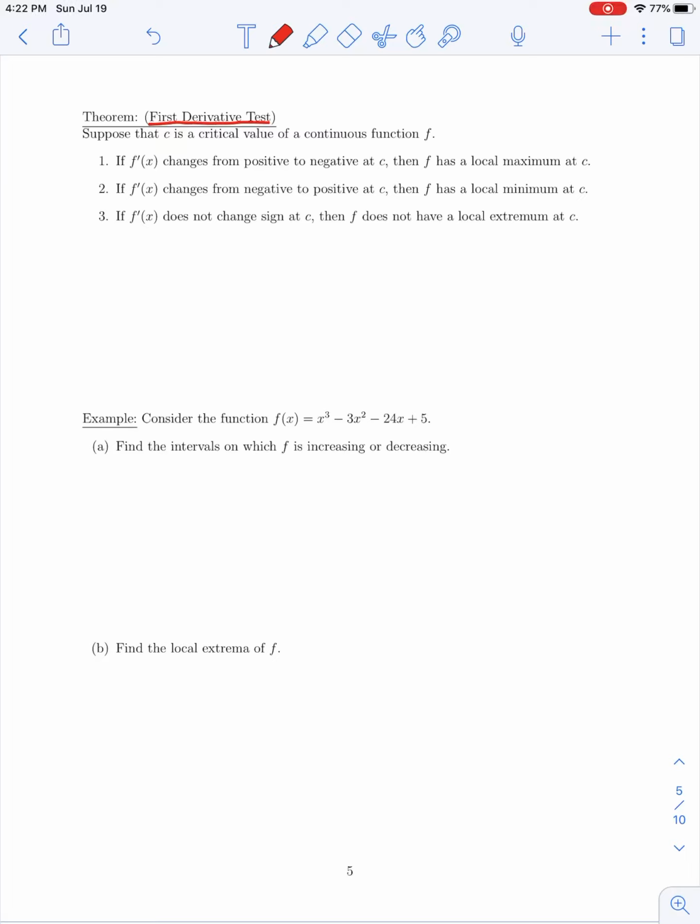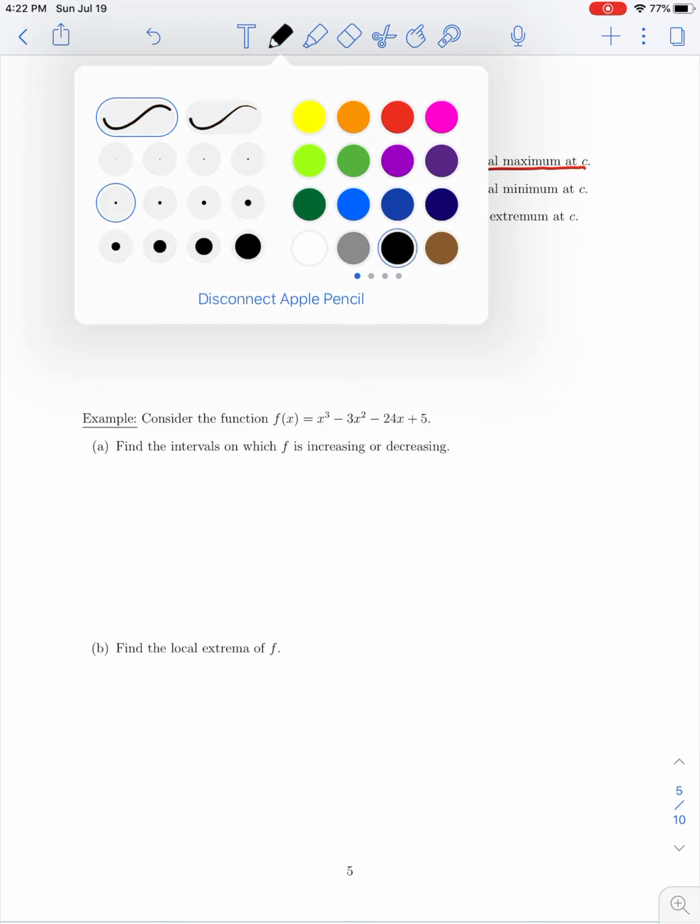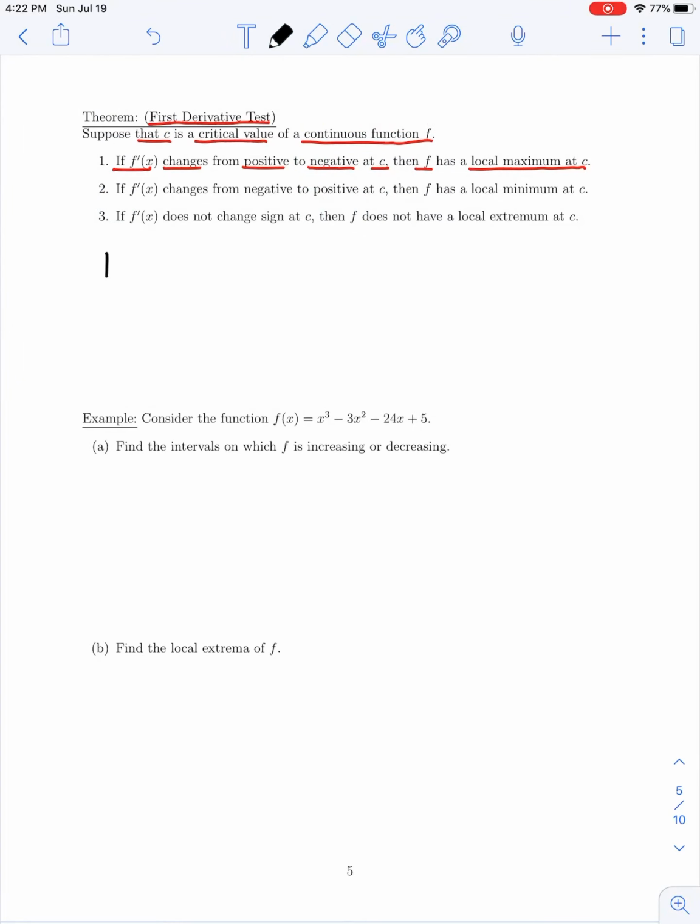And it says that if c is a critical value of some continuous function f, then we have one of three cases. If f prime of x changes from a positive to a negative at the value c, where we have a critical value, then f has a local maximum at c. So let's illustrate that geometrically.